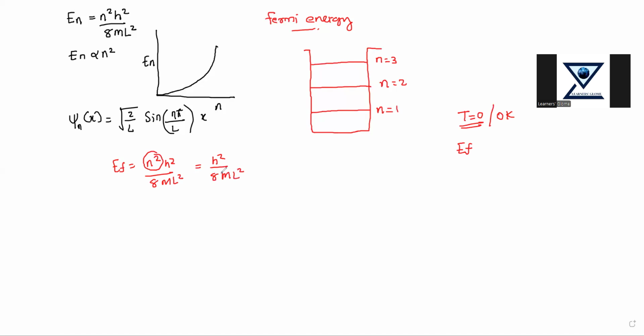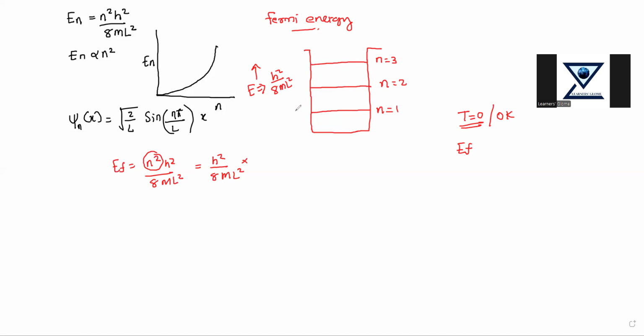So the unit is h square by 8 ml square. When n is equal to 1, it is 1 square. When n equal to 2, it is 4. When n equal to 3, it is 9. So we can write the energy in units like this. The energy is increasing and the height of the potential is increasing, and energy is in the unit of h square by 8 ml square. If n is equal to 1, it is 1 square into this value, this is 2 square into this value, this is 3 square into this value.